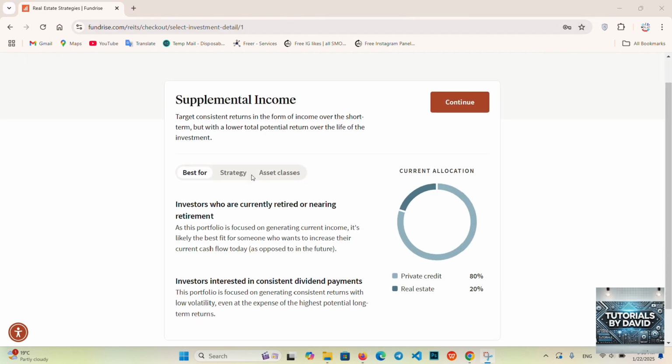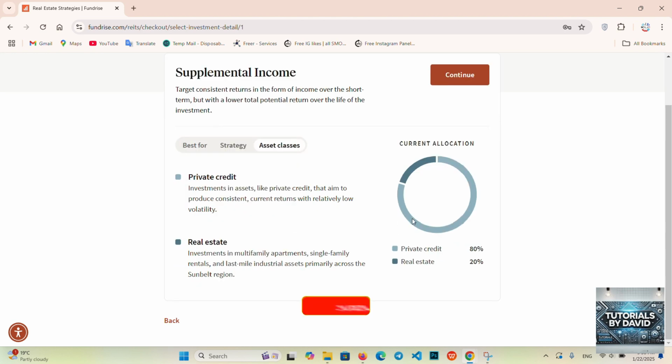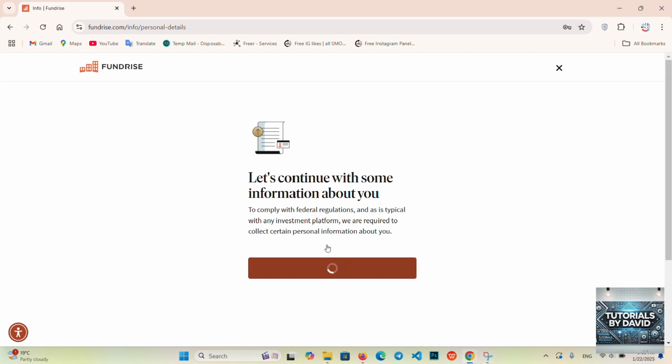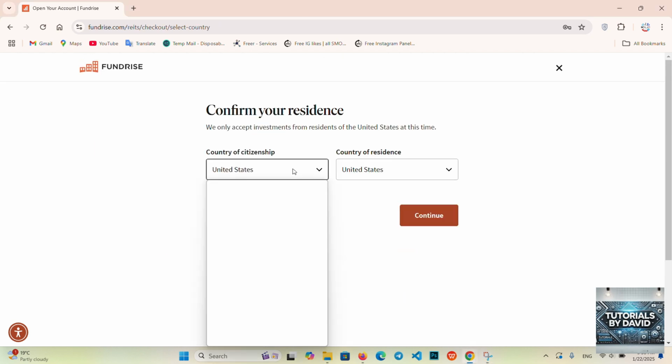Understand the risk level. Fundrise categorizes investments by risk level. Lower risk options may focus on stabilized properties, while higher risk options target development projects with higher potential returns.